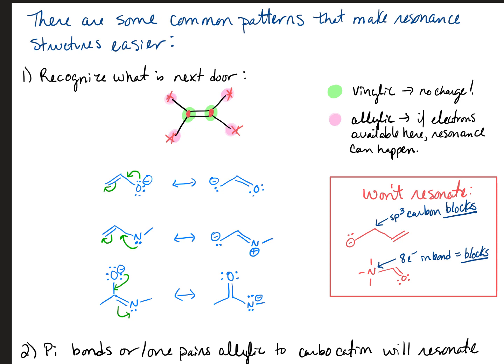And so I showed some examples here. We could have a double bond with an oxygen with a negative charge next to it. So then we just move our electrons. Now, when you're moving electrons, you need to either move a lone pair to the bond that's next to it. So that's what we're doing here.